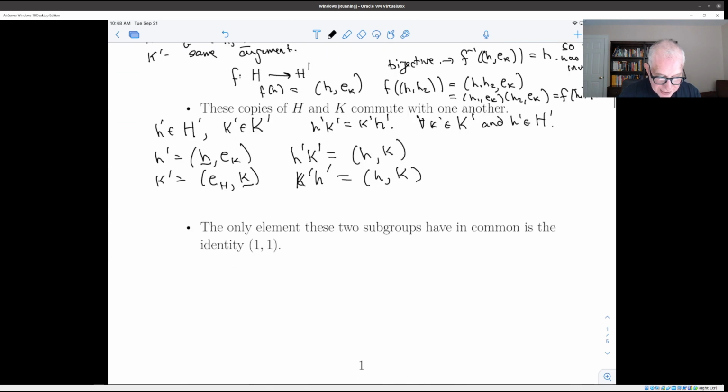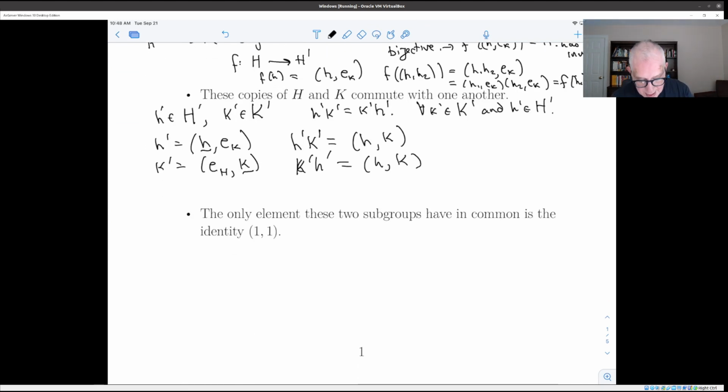And the final observation we can make is that the intersection of these two subgroups contains only one element, the identity element (E_H, E_K). Here I've written the identity as (1, 1), but I should have written it as (E_H, E_K). This is the identity in the product.